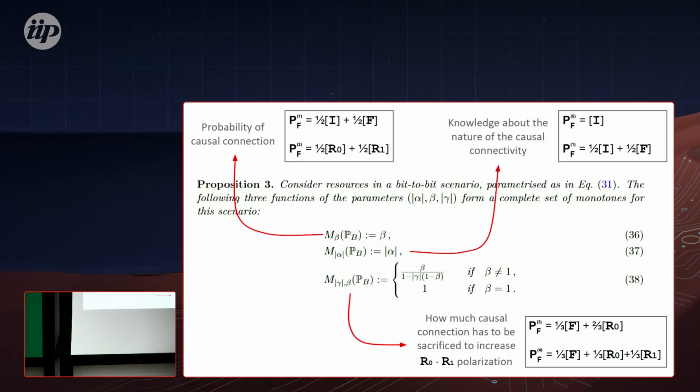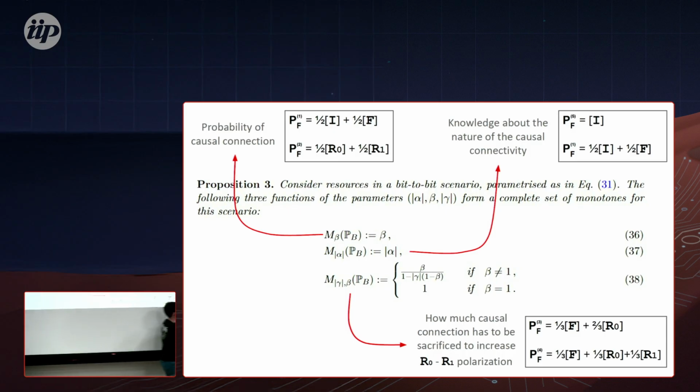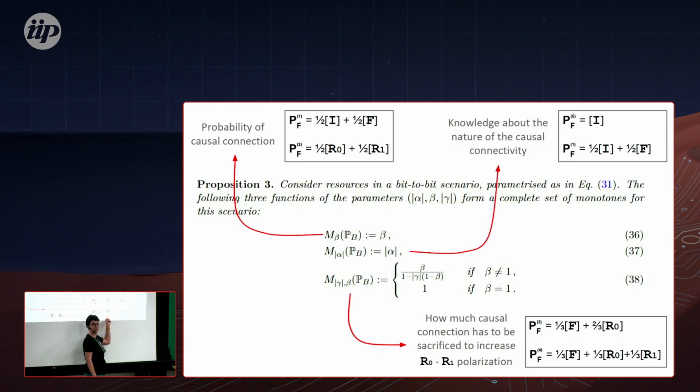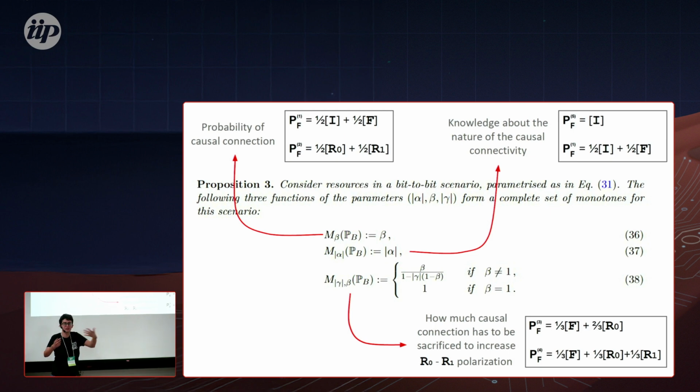If I want to increase the knowledge that it's reset to 0, I would need to post-process with some reset to 0. So here, between those 2 guys, I'm unsure if it's reset to 0 or reset to 1. If I post-process with some reset to 0, I would be sacrificing some of the causal influence to get something that's more sure here. So this third resource is kind of how much causal influence you have to sacrifice to increase your certainty that it's either reset to 0 or reset to 1.